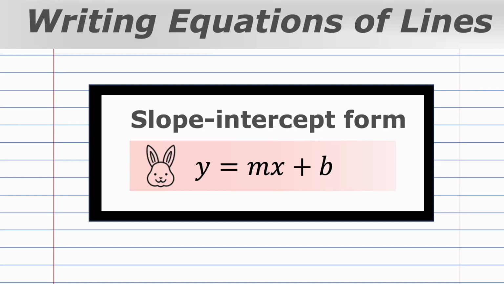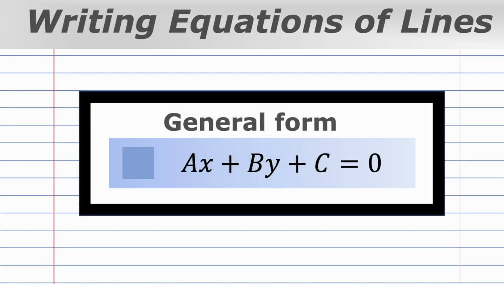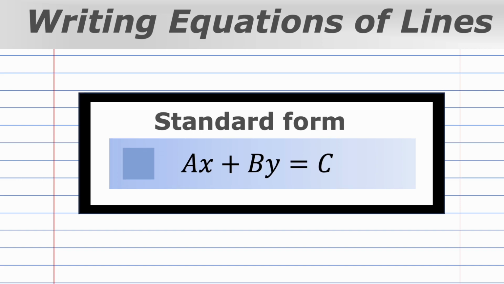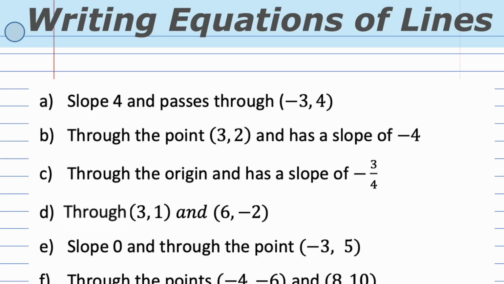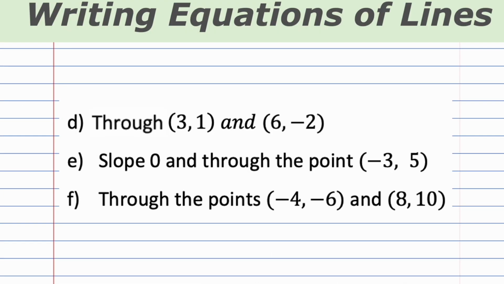Recall that we can write equations of lines in different forms. We have slope-intercept form, point-slope form, general form, and standard form. In the last video, we wrote up equations in all those forms for the first 3 scenarios. And in this video, we'll work on the next 3. If you start off every question by labeling certain things, that might help.